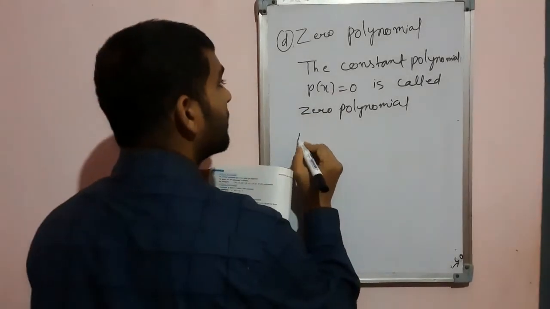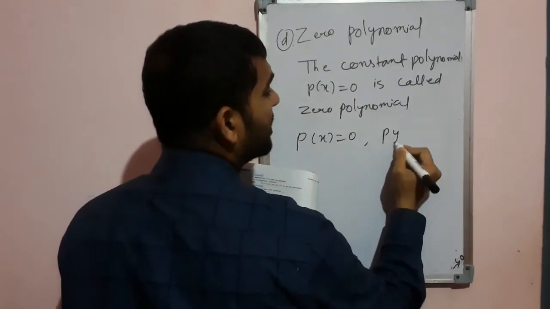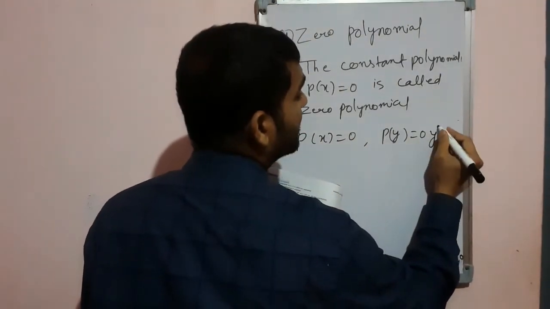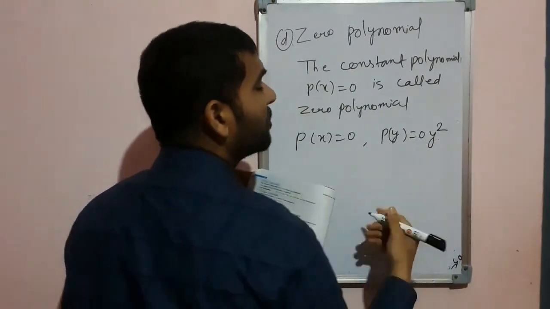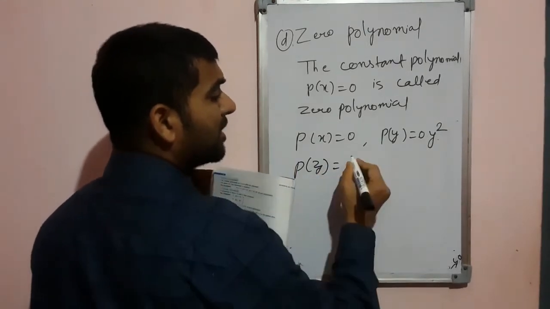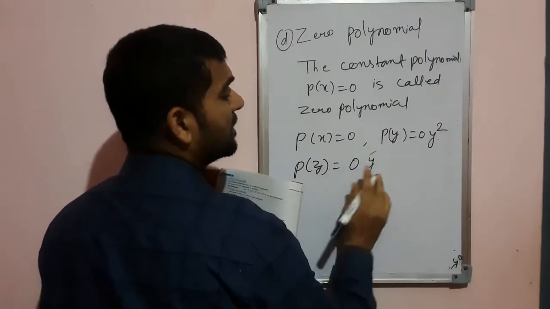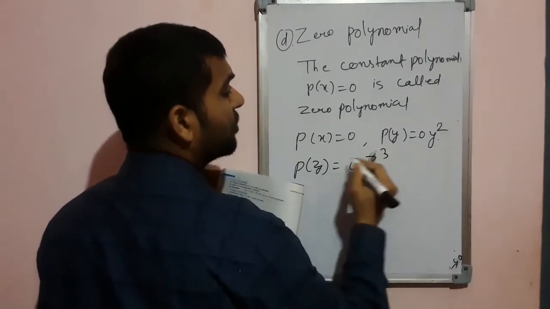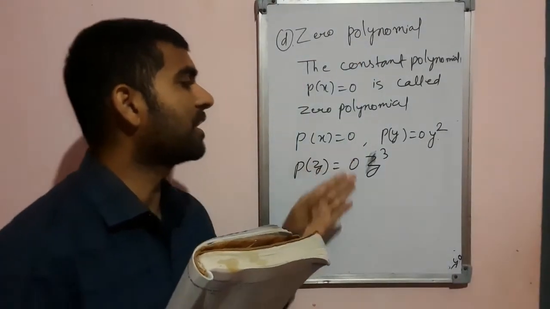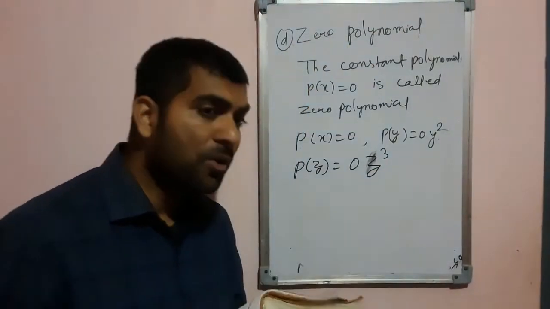For example, you can take p(x) equal to 0. Next, p(y) equal to 0, and you can multiply with y to the power of anything, suppose 2, so y squared into 0 will be the same thing. You can also write p(z) in terms of z as 0 into z to the power q. All these are examples of zero polynomial, because 0 into z^q will be 0.